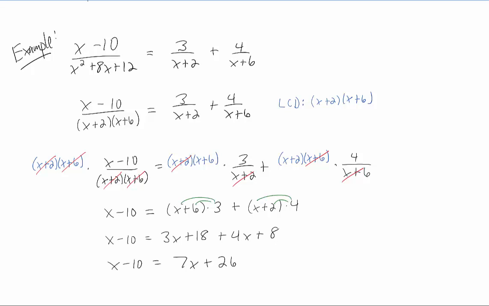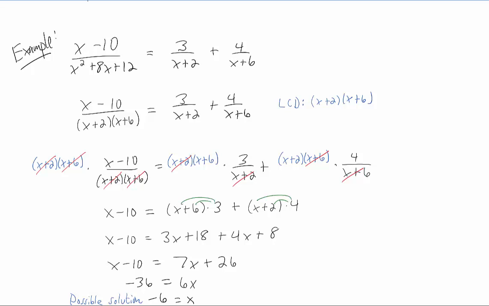Now, this just looks like an old linear equation. That means all of our x's are just to the first power. So what we can do is get all of our x's on one side of the equation. That means subtract x from both sides. We can get everything else on the other side of the equation. That means subtract 26. And now to isolate x, we just divide by 6. So the only possible solution we get is x equals negative 6.